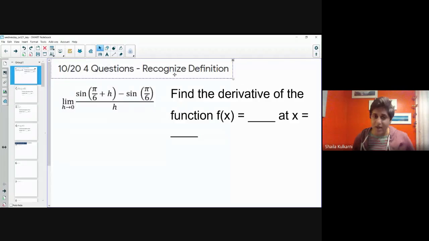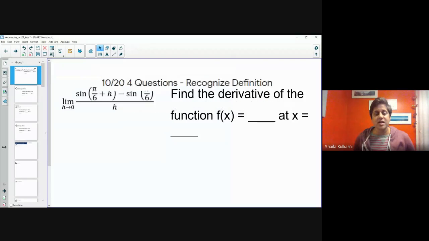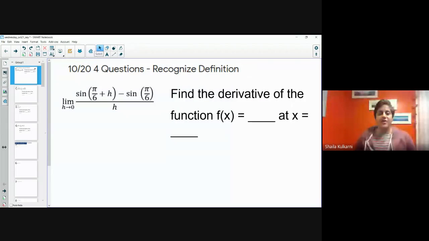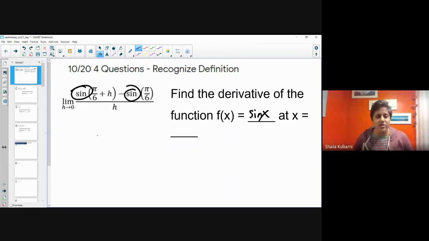If I see a problem like this, I am basically saying, oh, it says h. Oh, this is saying the definition of the derivative. And what is it saying to me? It's saying, I want you to find the derivative of the function f of x equals sine x. See that function right there? And at the value pi over 6.